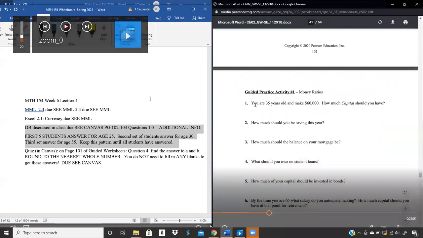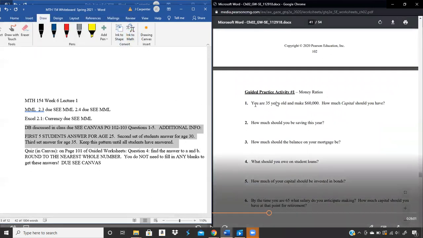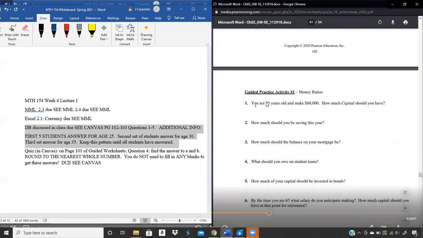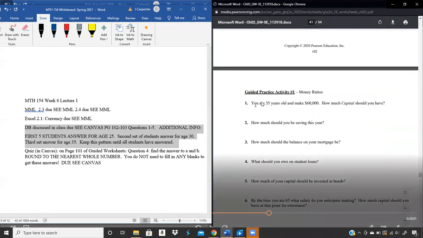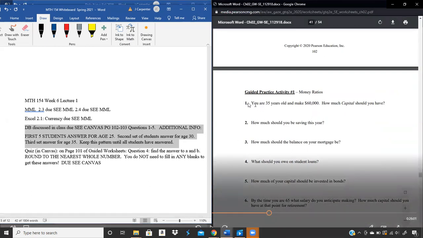All right, so I'm coming back in and just going to point this out. Question 1 says you are 35 years old. Please ignore that if you are students 1 through 10 or 16 and up. Again, the first 5 students are going to come in and answer these for age 25. So student 1 answers number 1 for age 25. Student 2 answers number 2 for age 25. Student 3 answers number 3 for age 25. Student 4, student 5 for age 25.